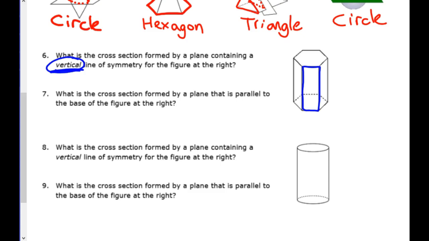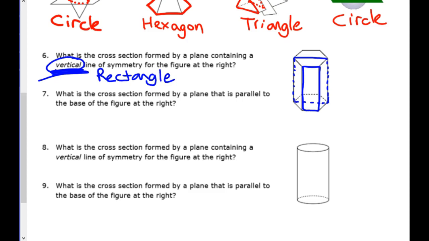Let's say I cut it in half right here. Cut. It would go straight down right here, straight over. And doesn't that look like a rectangle? All right? So, vertically, rectangle. Cool.